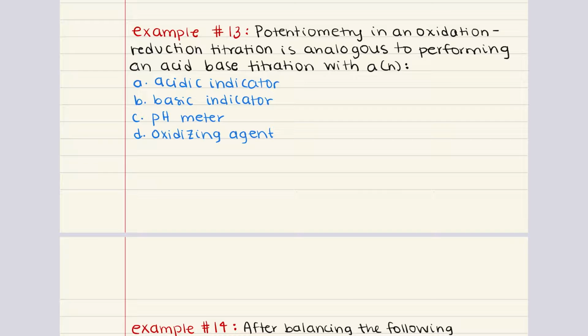So in the context of this question, potentiometry in a redox titration serves a similar role to a pH meter in an acid-base titration. Both methods involve monitoring a specific property to determine when the reaction has reached its equivalence point and its endpoint. So the correct answer here is going to be C.